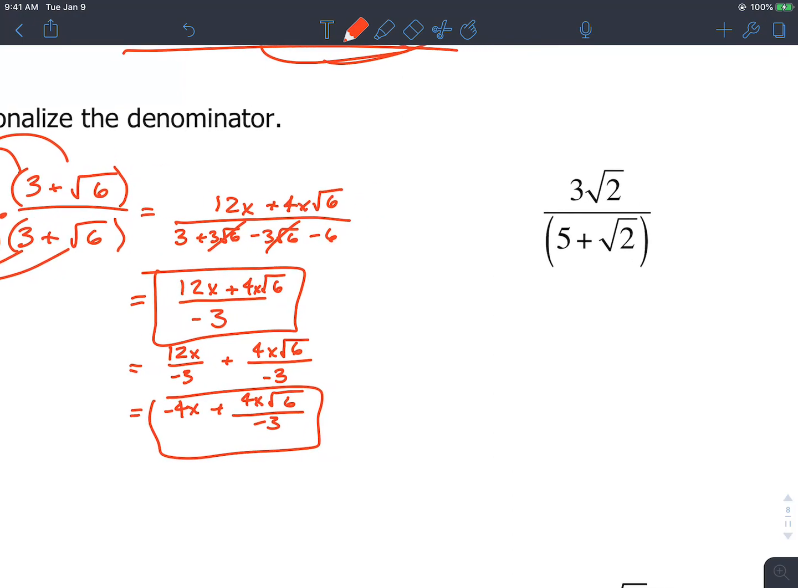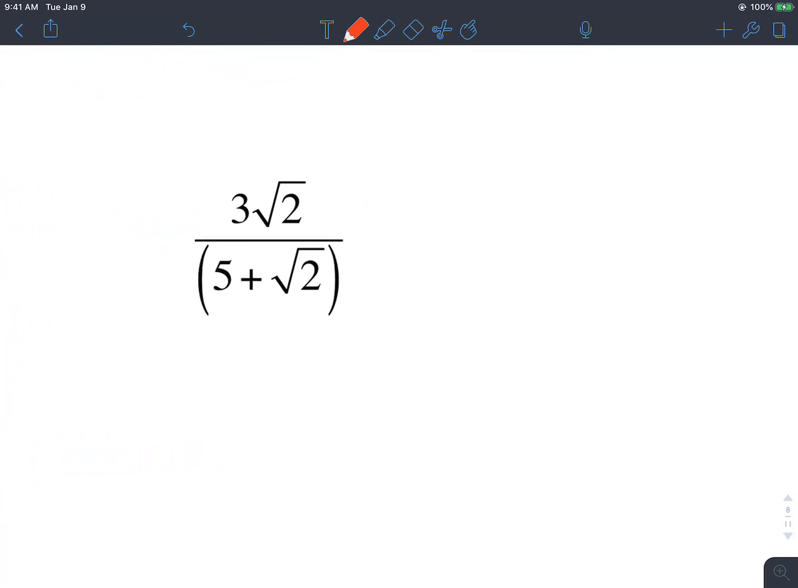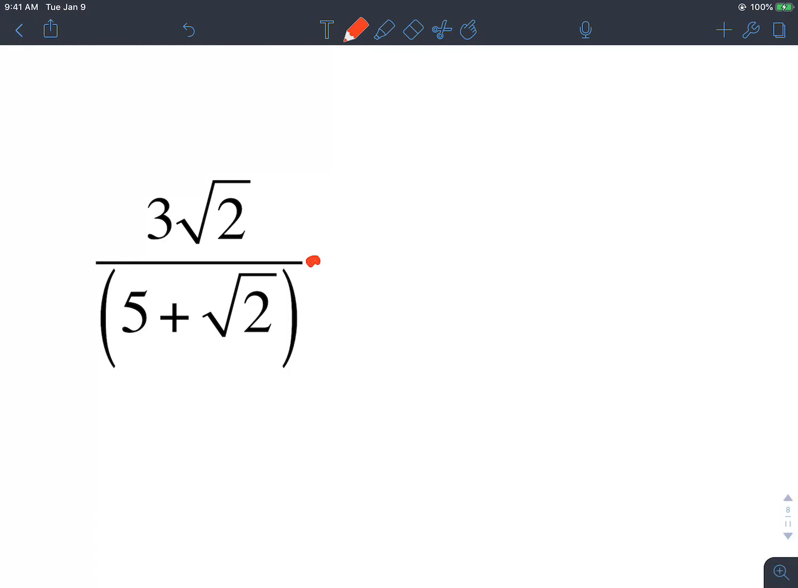So there you go. If you multiply top and bottom by the conjugate, you get rid of radicals in the denominator. So let's try this one here. This will be 5 and then minus square root of 2.